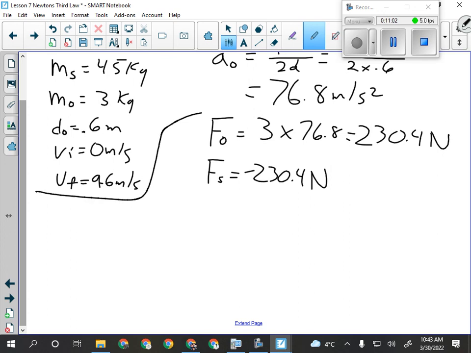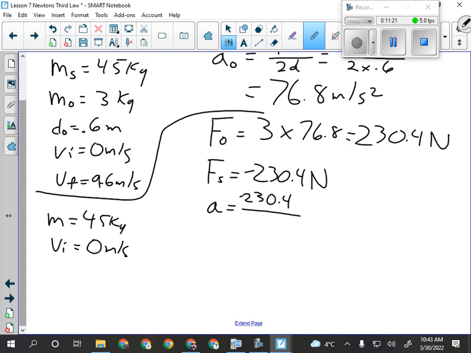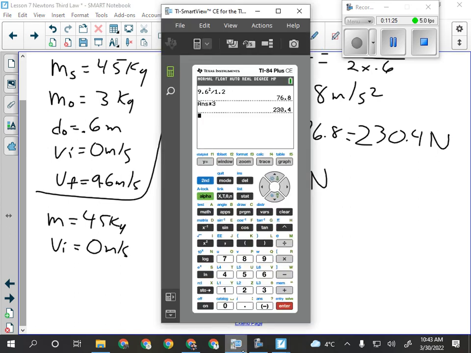So I'm going to get rid of all this here and say, all right, mass of the student is still 45 kilograms. The initial velocity of the student is 0 meters per second, okay? And the force on the student is 230.4. So I want to calculate the acceleration of the student. 230.4 negative divided by the mass of the student, 45. Okay, so they're going to accelerate at 5.12 meters per second.